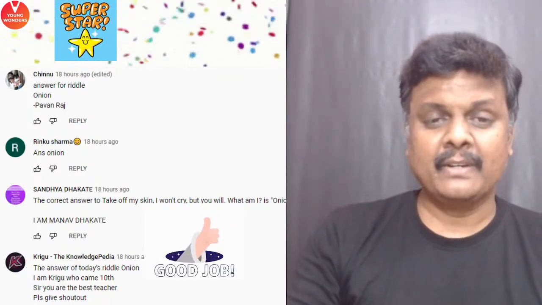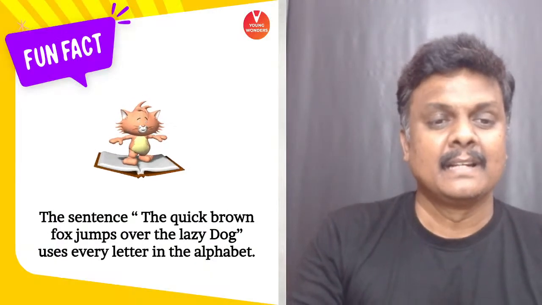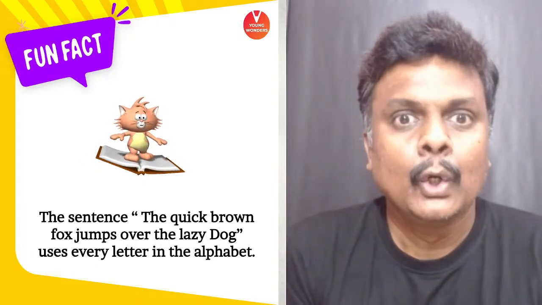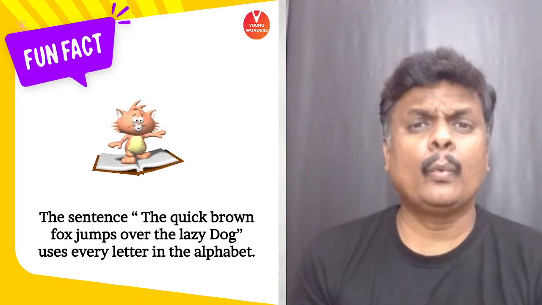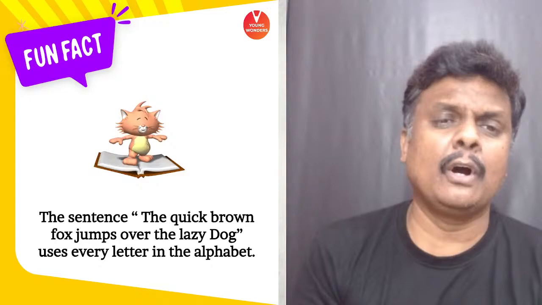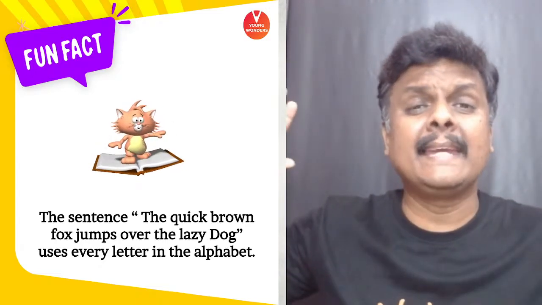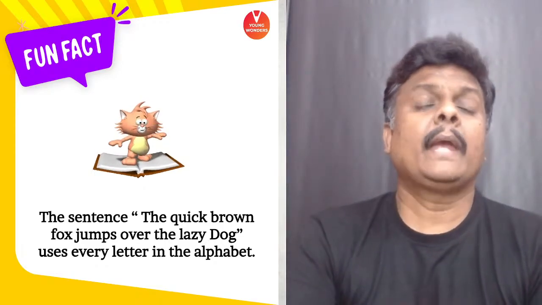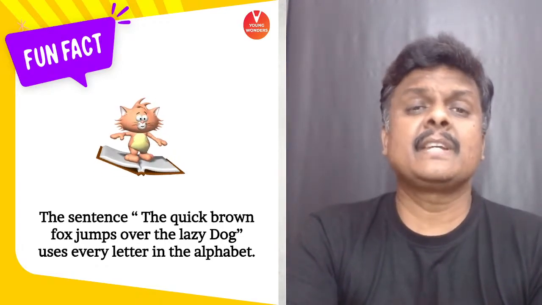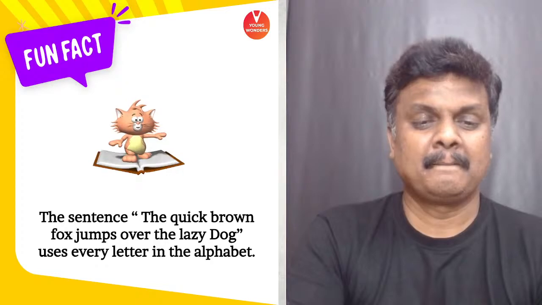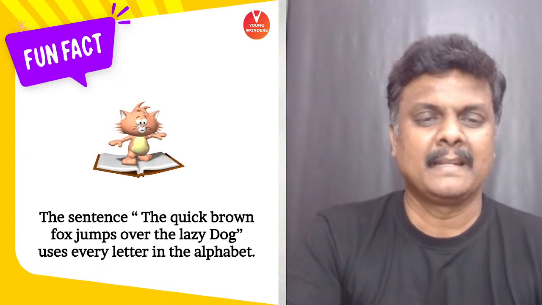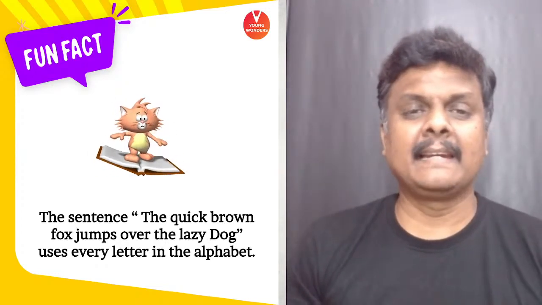Oh, great, Paramesh. Great. Fun fact. Let's go with the fun fact. The quick brown fox jumps over the lazy dog. What is so special? This small sentence has all the English alphabets. All 26 alphabets of English will be there.